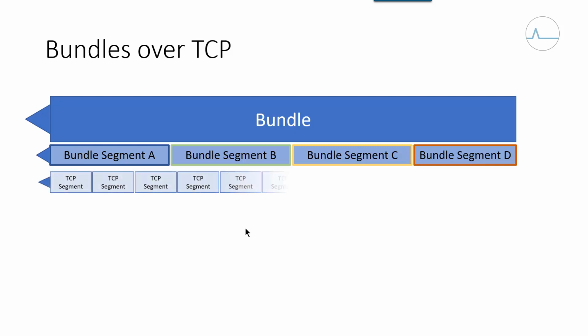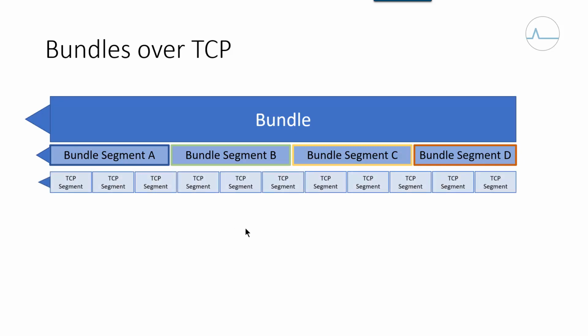When we look at it on the cabling system, it's really strange because we're so used to an application sending down a certain amount of data, and then the TCP segments go all the way to the end of the data and stop. That's not the way it's done with the bundle protocol. A TCP segment may have some data from bundle segment A, and it may have some data from bundle segment B inside of it.